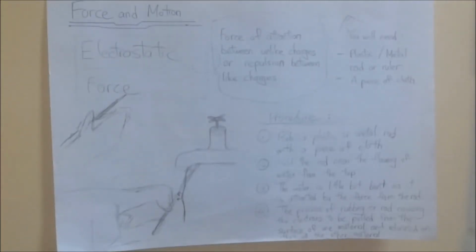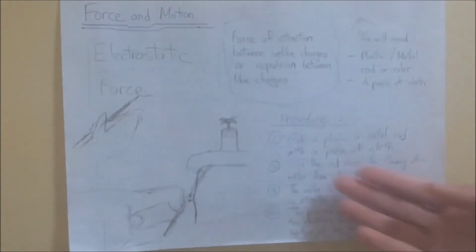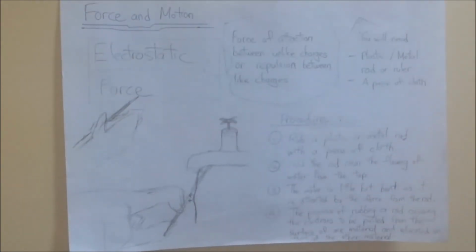In this experiment, we will need a plastic or metal rod and a piece of cloth. Firstly, rub a plastic or metal rod with a piece of cloth. Hold the rod near the flowing water from the tap. The water is a little bit bent as it is attracted by the force from the rod.